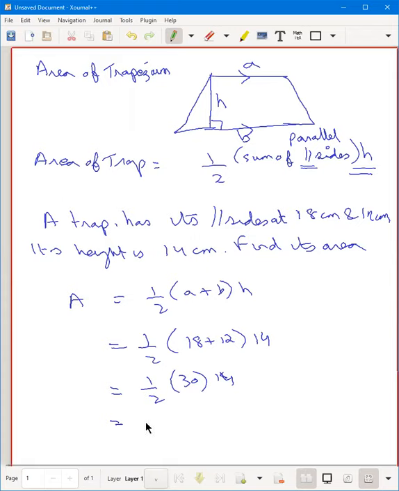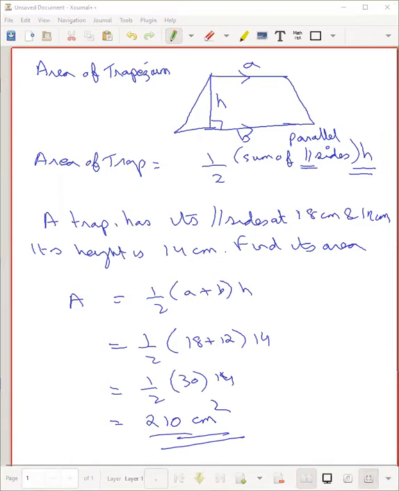420. How 420? 15 into 14 is not 420. It's 210, yes, right? So that's how it works. Got it? Anybody else has a doubt in any of the areas and perimeter formulas or concepts?